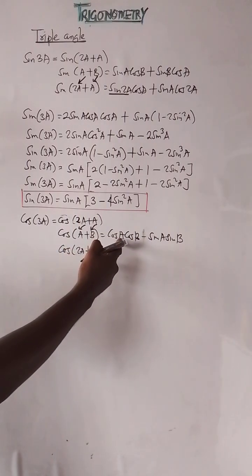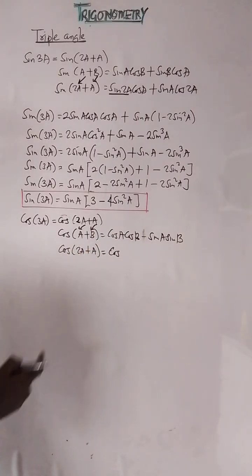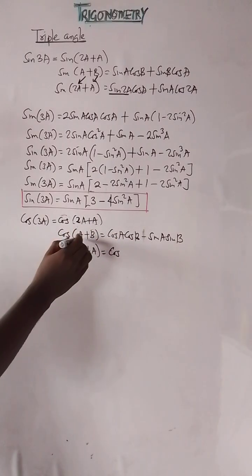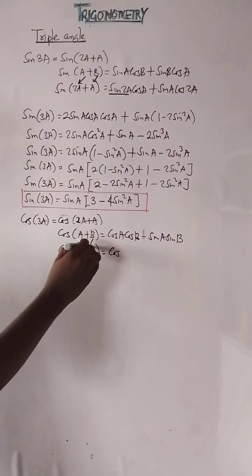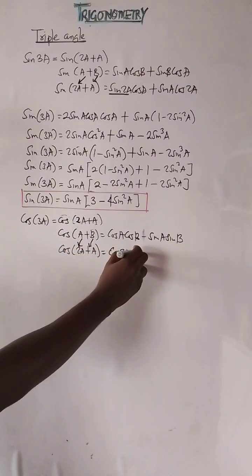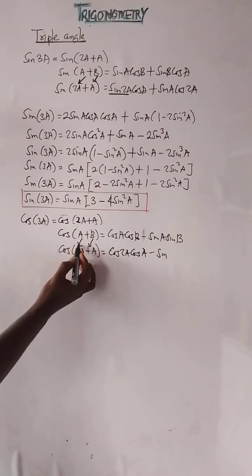If you see A, we write 2A. If you see B, we write A. So if I see A, I write 2A here. Cos, if I see B, I write A. Minus sine A is 2A.